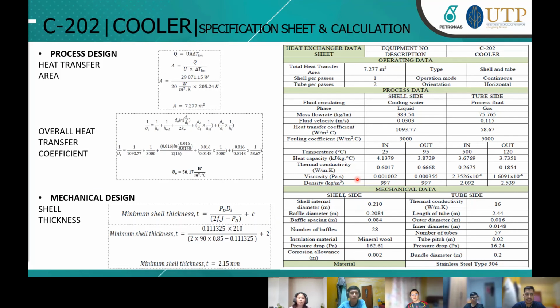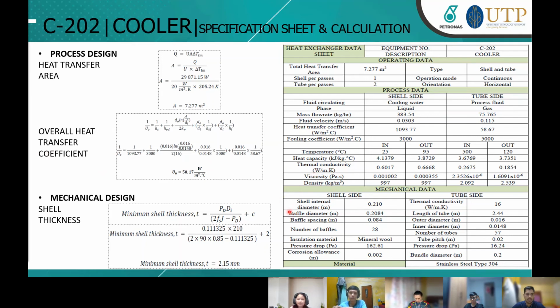Now, I will continue the presentation with the sample calculation part, where I will explain briefly three chosen calculations which are heat transfer area, overall heat transfer coefficient and shell thickness. For the first calculation, the overall coefficient will first be assumed by searching for it in the literature review. The value of heat transfer area that has been calculated is 7.277 meters squared. Then, the overall heat transfer coefficient will be calculated by considering the parameters already computed in the process design, and the value of it is 50.17 watt per meter squared degree Celsius.